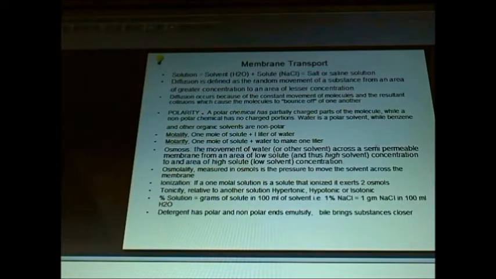Polarity. A solvent or a solute that is polar has charged parts on the different ends of the molecule, while a nonpolar one has no charged parts. A polar solvent would be water. A polar solute would be sodium chloride. A nonpolar one would be benzene or hexane or something along that line.